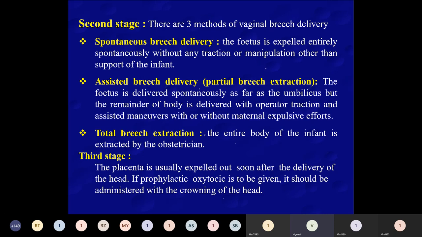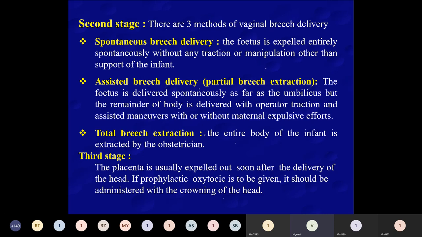Let us look at what spontaneous breech delivery is. The fetus is expelled entirely spontaneously, without any traction or manipulation by the healthcare provider other than support of the infant. So we only support the fetus. The whole thing is expelled entirely by maternal efforts or uterine contractions.